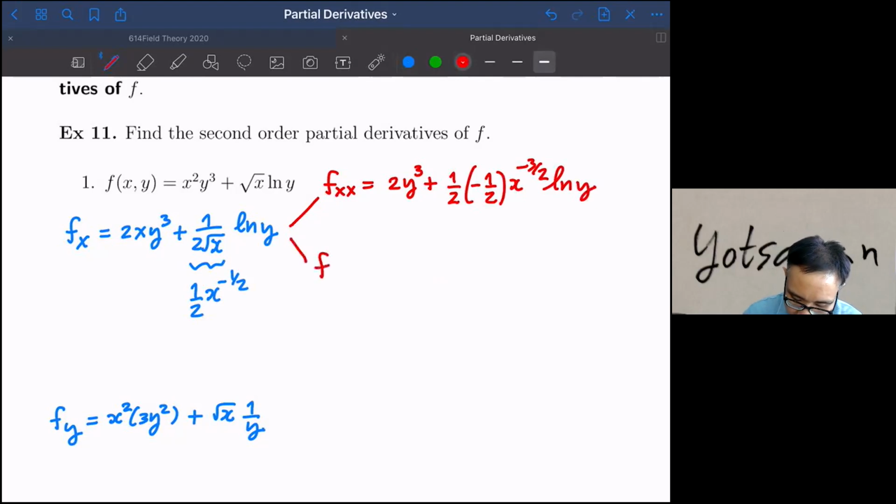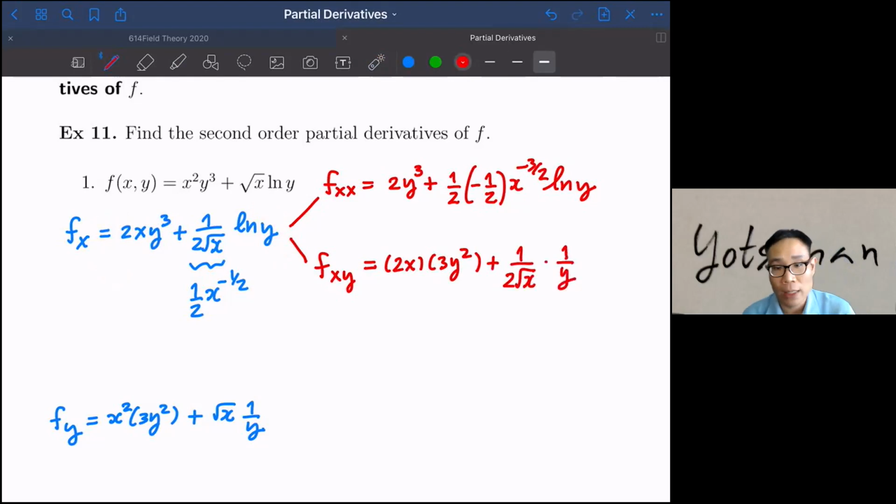And similarly for fxy, we're going to differentiate with respect to y for this guy. So it's going to be d dy of this guy. You see that it's going to be this guy come down. So it would give you 2x and 3y squared plus 1 over 2 root x, and you differentiate log y, you get 1 over y. That's our second order partial derivative, and you have fxx and fxy ready for you to compute.